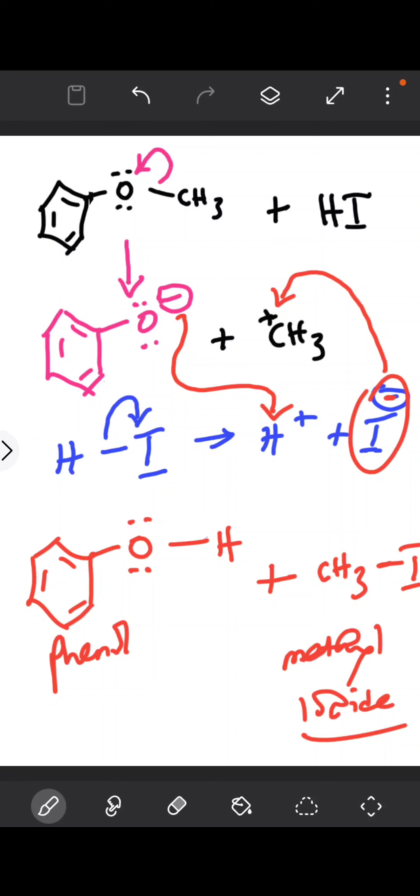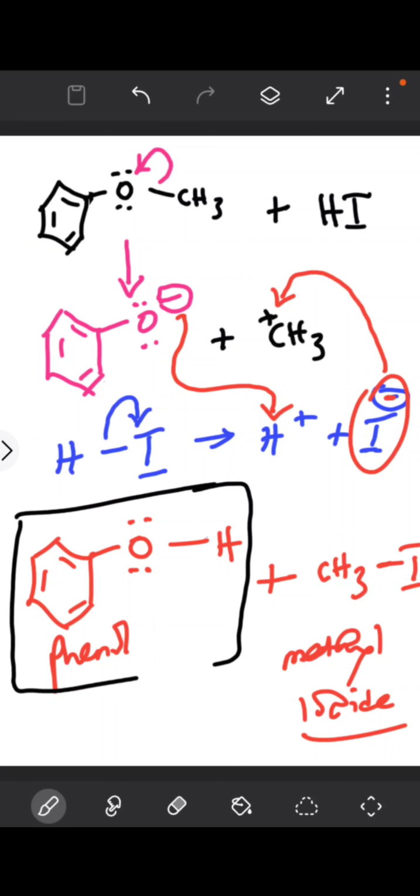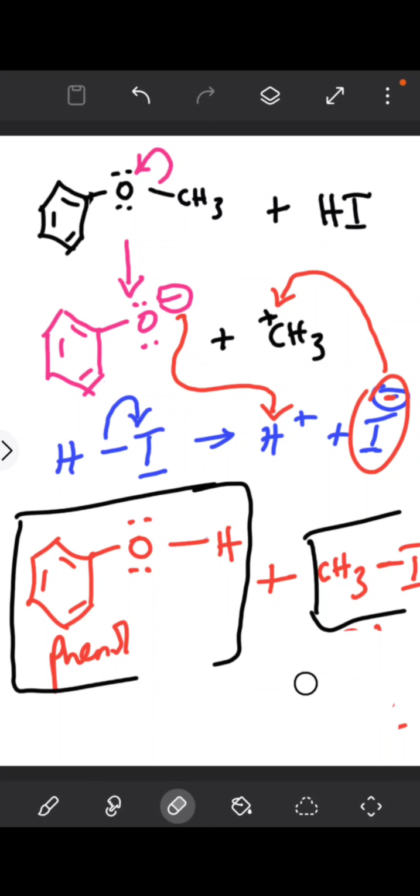These are the products, the methyl iodide and phenol. So this is the product of this reaction between methyl phenyl ether and hydrogen iodide.